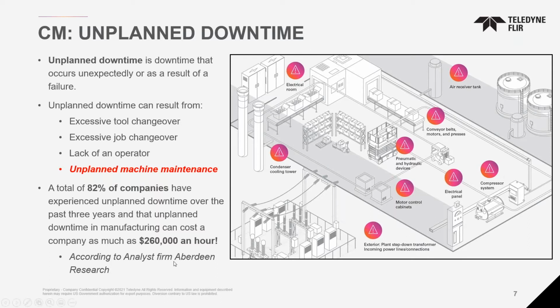There's been a study done by the research firm, analysts from Aberdeen Research. 82% of the companies who experienced unplanned downtime over the last 3 years, the average cost was $260,000 an hour. That's in US dollars. Just to give you an idea that for industry, this could be in the hundreds of thousands of dollars of cost when you have an unplanned or unexpected failure or downtime.